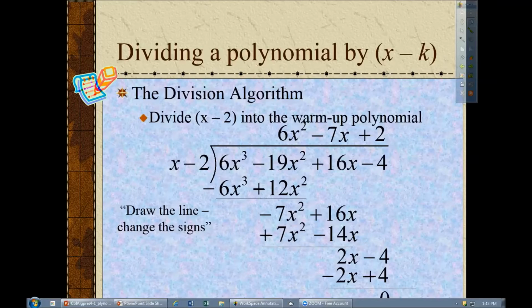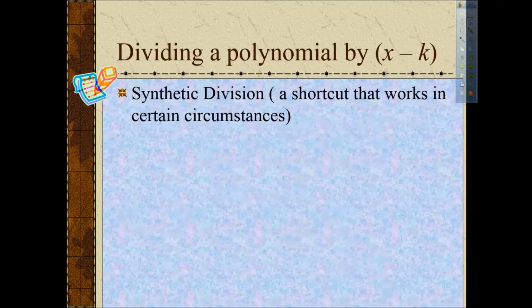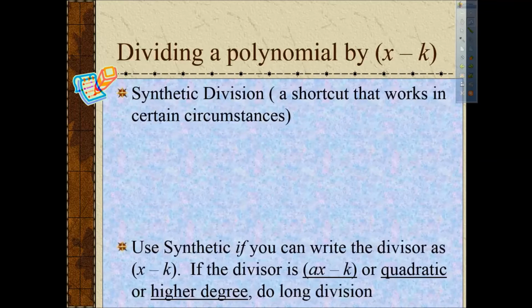With a little bit of practice, though, you can get good at it. We'll do several more examples in this presentation, but I do want to show you a second method of doing division, which you may find to be a little simpler. This is called synthetic division, and it's a shortcut that will work in certain circumstances. Synthetic division is best used if you can write your divisor as x minus k. So x minus a number. If the divisor is ax minus k, or there's a coefficient in front of that x, or maybe a quadratic that you're dividing by, or some higher degree, it's probably better to do long division.